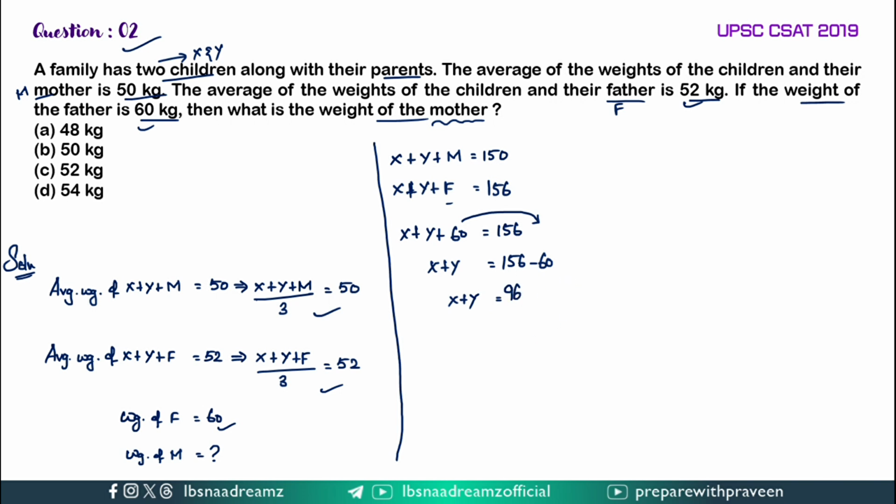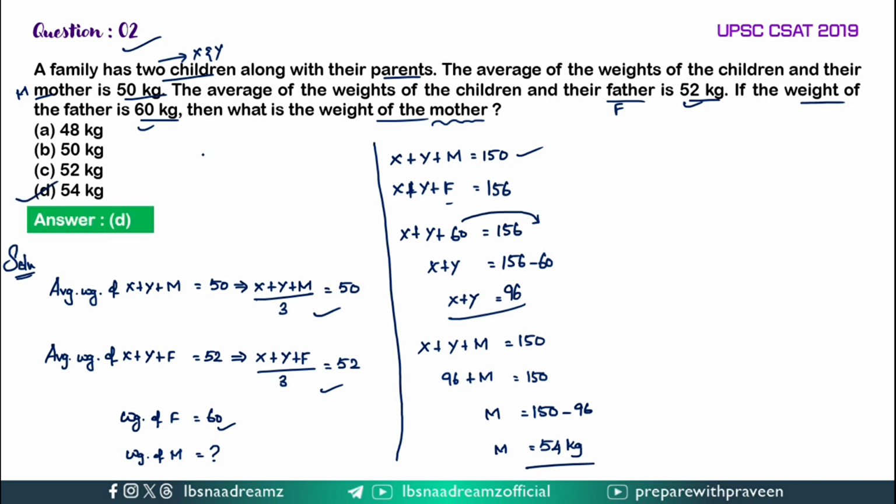Now we will substitute the x plus y here. X plus y plus m is equal to 150. We know x plus y is equal to 96, so 96 plus m is equal to 150. M is equal to 150 minus 96. So m is equal to 150 minus 96 is equal to 54. So the weight of mother is equal to 54 kg. That is option D. Now let us check the answer. Yes, option D is the right answer.